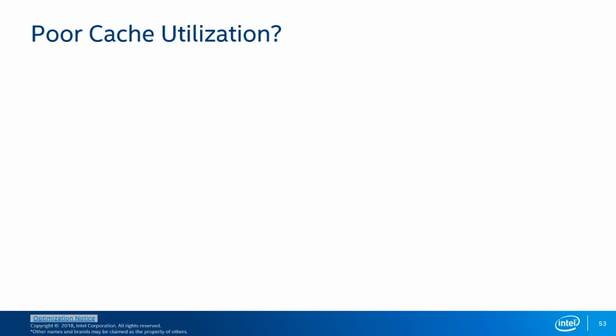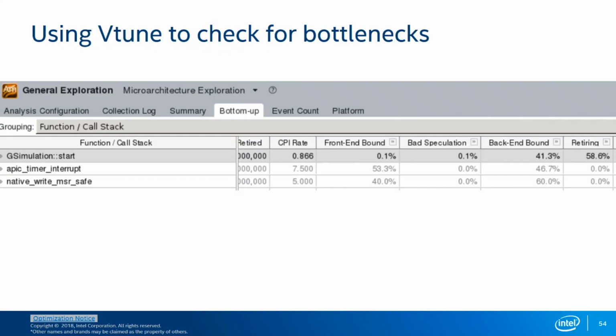Is it poor cache utilization? So we can go in and run microarchitecture exploration analysis for the binary that we had. This is the view that you're gonna get. So you have the number of instructions retired. You have your CPI rate. So we'll see that our CPI is really good.